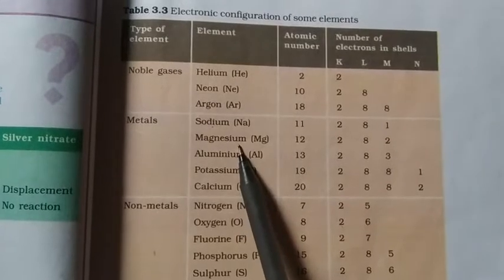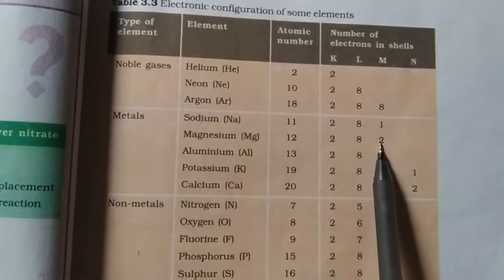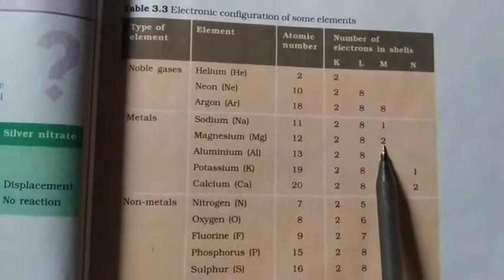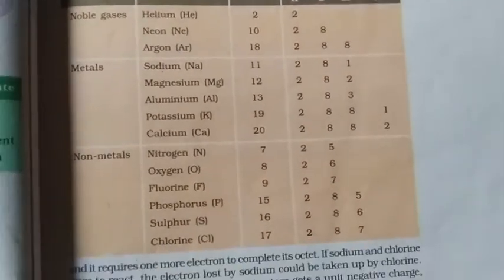In the case of magnesium also you see 2, 8, 2. Magnesium will have the tendency to release 2 electrons so that it can acquire a stable configuration.